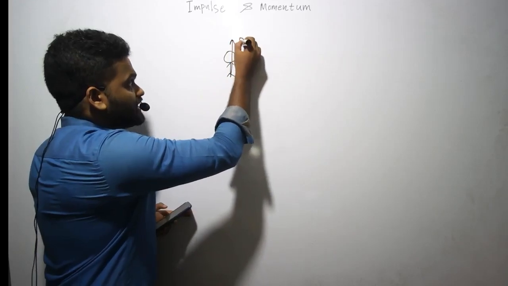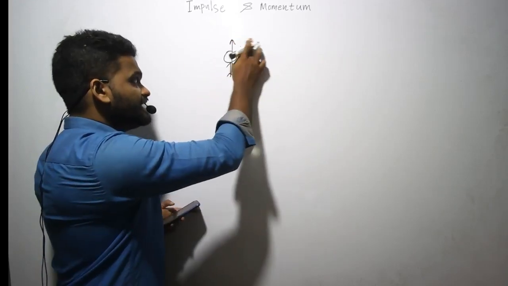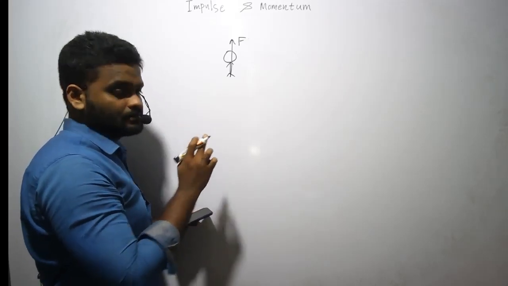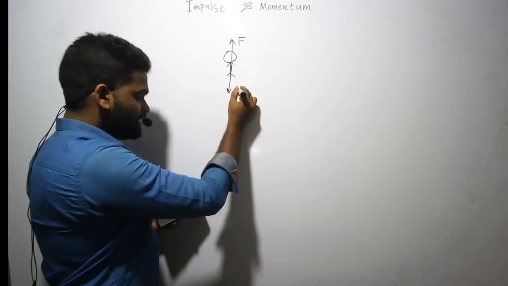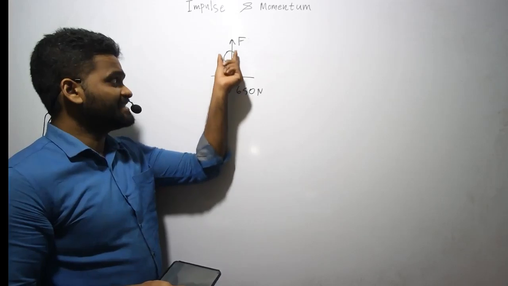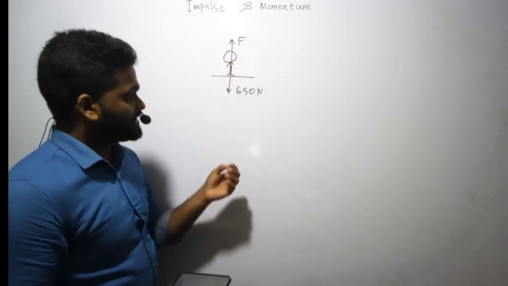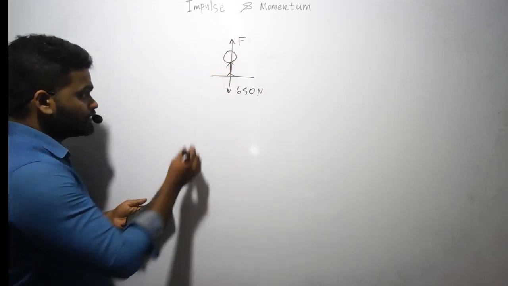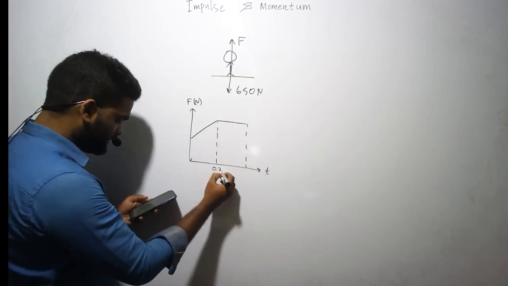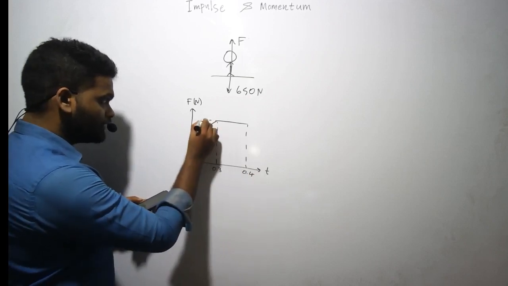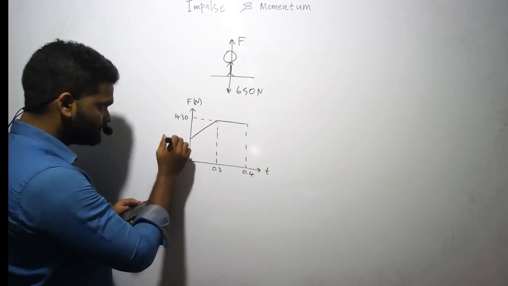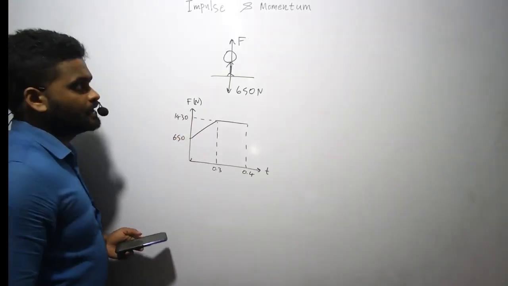I'll mark that one as R. Actually here it is mentioned as F, right? So the variation of F is given. This force varies. Then there's the weight of the person, that is 650 Newton. It is a constant force, but this F changes, right? So the graph is given like this. Here you have 0.3. Here you have 0.4. And the value here is 1430. Here the value is 650.